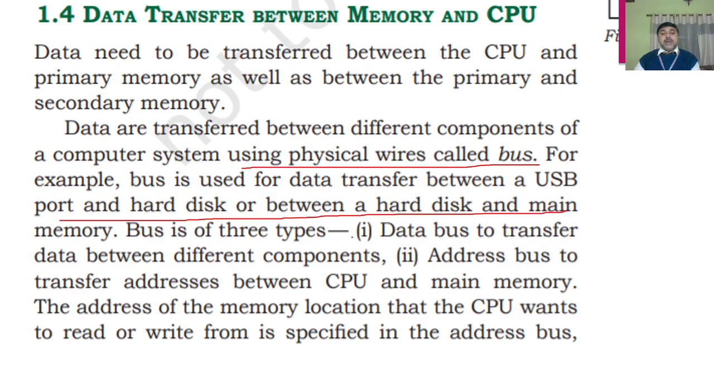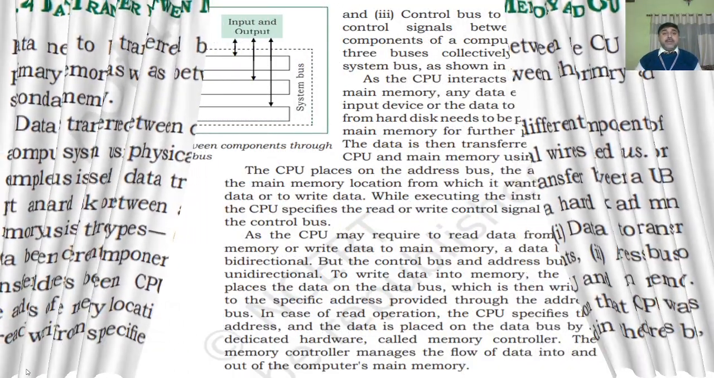Now a bus has three types. One is the data bus, to transfer the data between the different components. One is the address bus, which helps to transfer the address from the CPU to the main memory. These are the ways the data will be transferred and implemented. Each implementation we have, we want to specify.